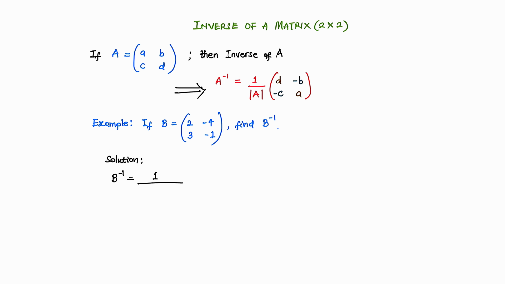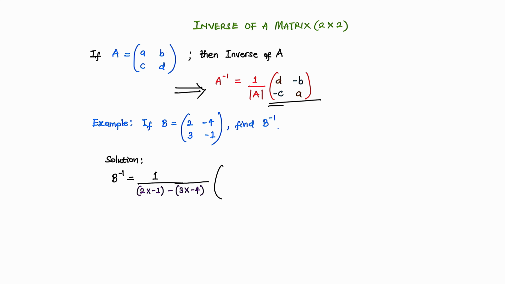To calculate the determinant of matrix B, we go to matrix B, multiply 2 with -1. So we have 2 times -1 minus, then we multiply 3 with -4. So we have 3 times -4. And this denominator here gives us the determinant of matrix B. Next, we open the parenthesis.